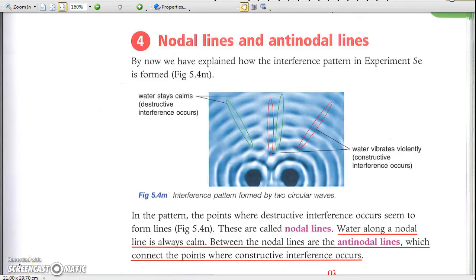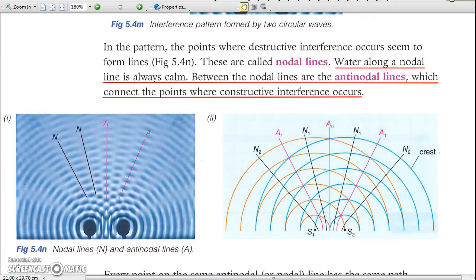4. Nodal lines and antinodal lines. An interference pattern consists of alternate nodal lines and antinodal lines. We may now tell the path difference at each line, starting from 0 from A0 in figure 5.4n. Please copy that down on your book.